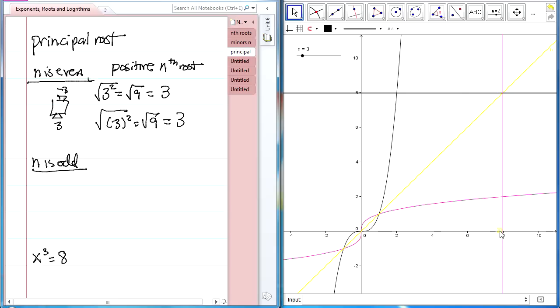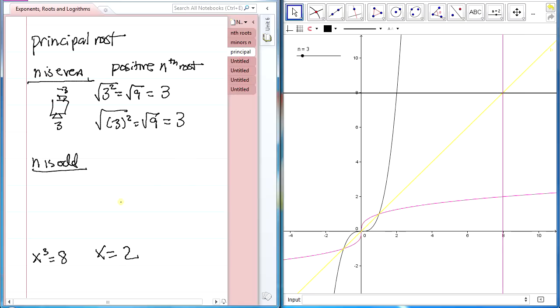If I look over here on this particular graph, it only crosses once, and this cube root function is crossing at a height of 2. So I only have one answer to worry about. It literally is x equals 2 for that particular problem. I don't have a negative nth root that I have to ignore or vice versa.